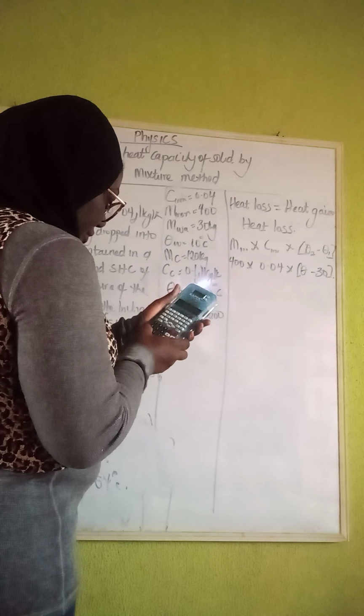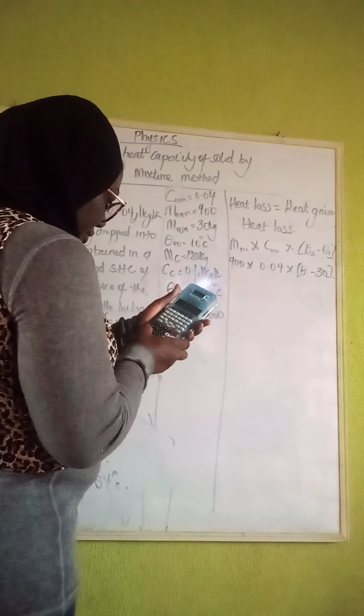So, mass of the iron times specific heat capacity of the iron times change in temperature. So, what is the mass of the iron given to us? 400. What is the specific heat capacity? 0.04. Now, the difference in temperature is going to be, we don't know the initial, because definitely the initial will be bigger than the resulting, the final, because it is losing. So here we'll say just theta minus, what is the final? 30. So now let's use the calculator.